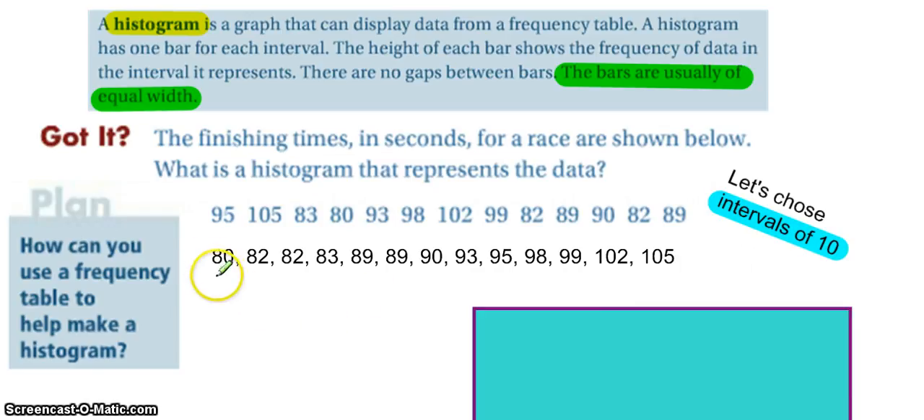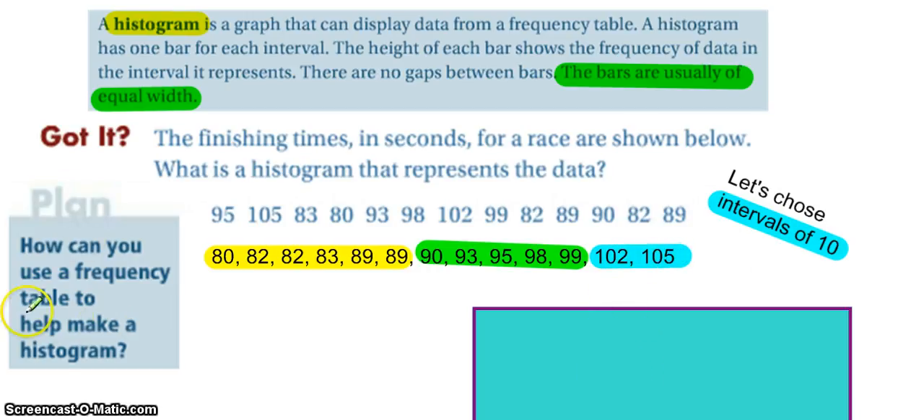So if we start at 80 and we see how many are in the data range of 80 up to 90, but we can't include 90 because that'll fall in my next range. So then I look at 90 up to 99, then I go from 100 up to 109, which only takes me up to 105 actually.